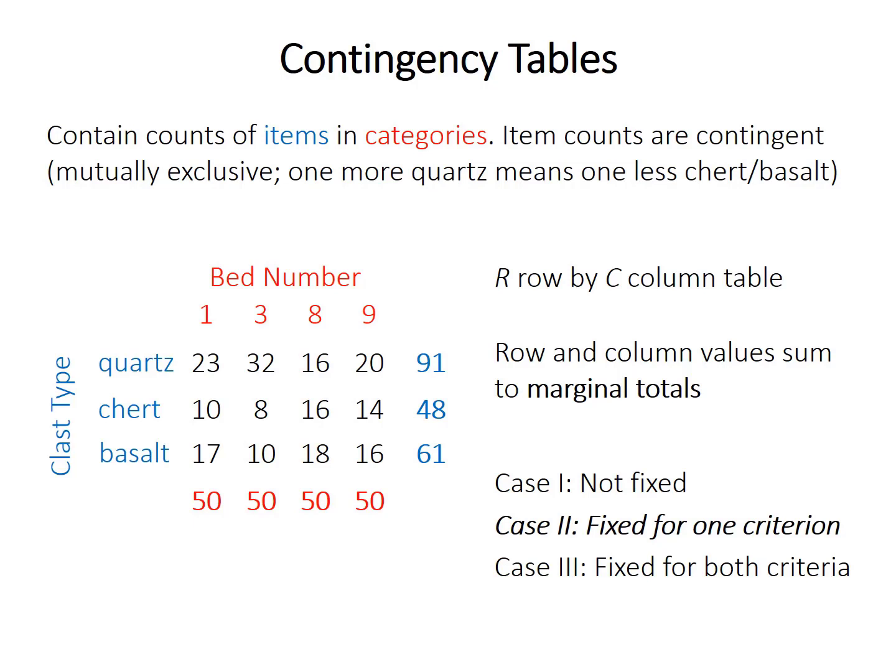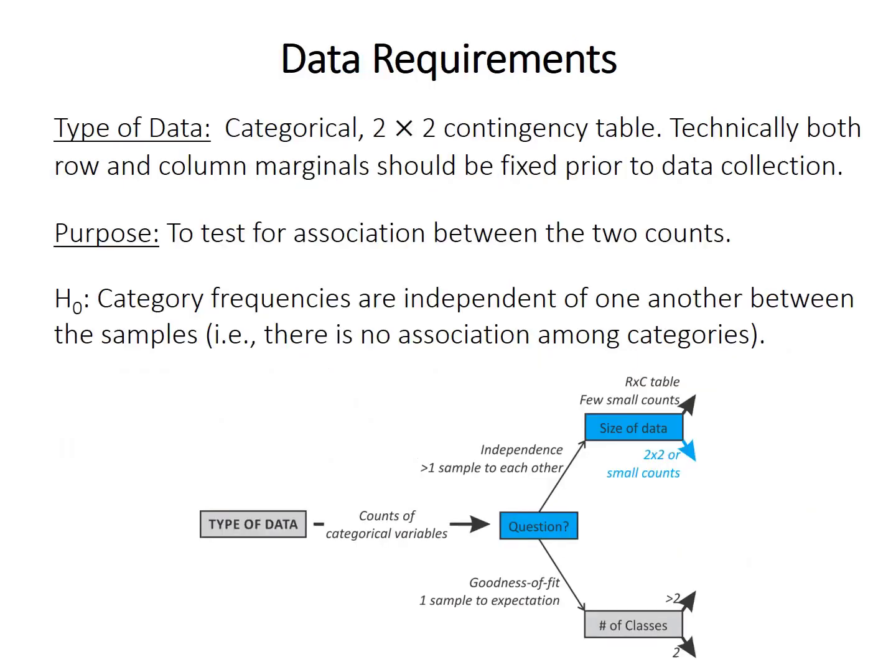In case 3, both the row and the column marginal totals are fixed prior to collecting the data. This is hard to do outside of experiments, so it's not really common in observational earth science data. So Fisher's exact test was designed for 2x2 contingency tables. It technically applies only to those contingency tables where both the row and the column marginal totals are fixed prior to collecting the data, and as I said on the previous slide, that's kind of unlikely for most earth science data. But don't worry, it's okay to run this test anyway, as we'll see in a minute.